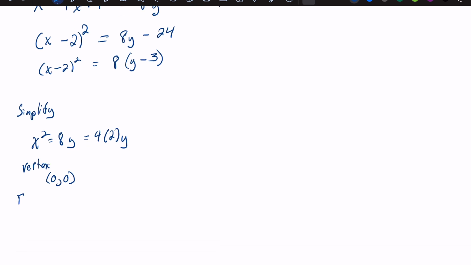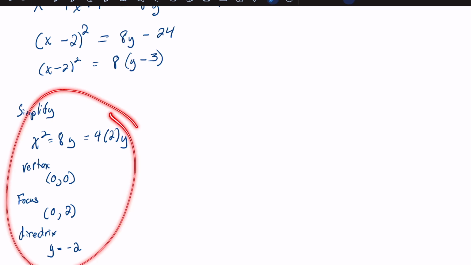Our single focus here is at (0, p). In this case, p is 2. And then our directrix line would be y = -p, which in this case is y = -2. So here we simplified and found all the other stuff.